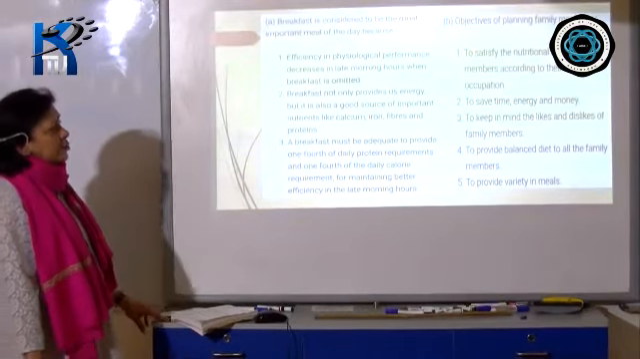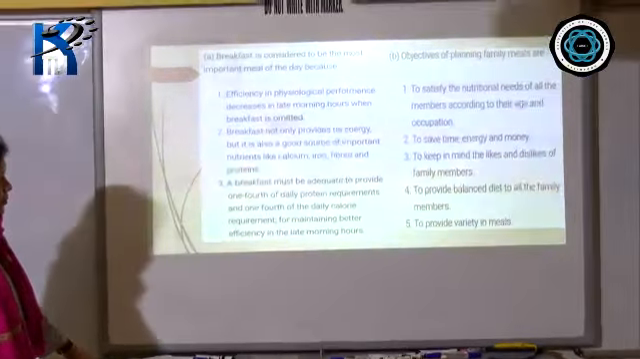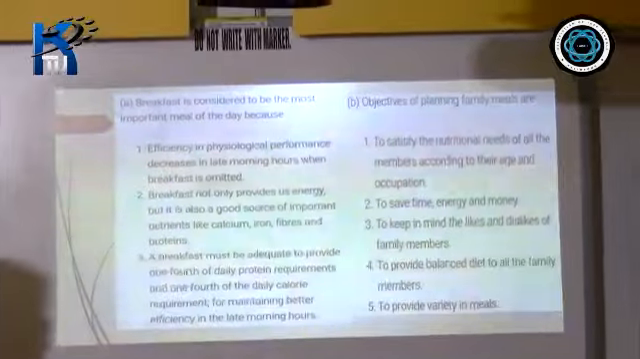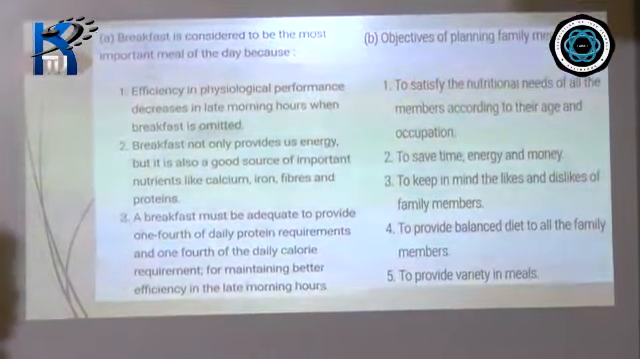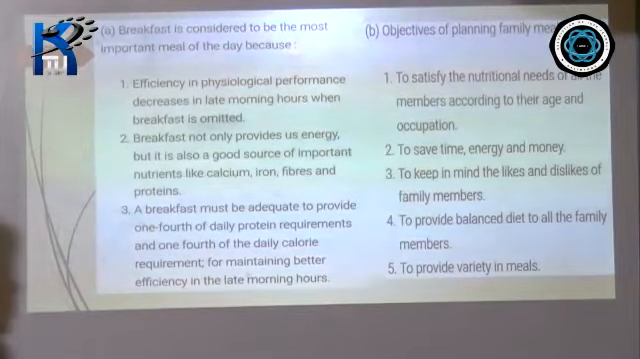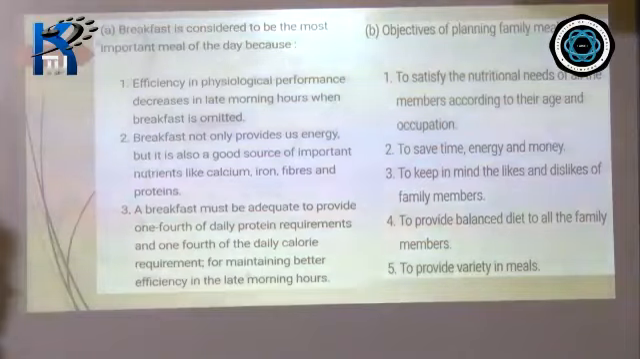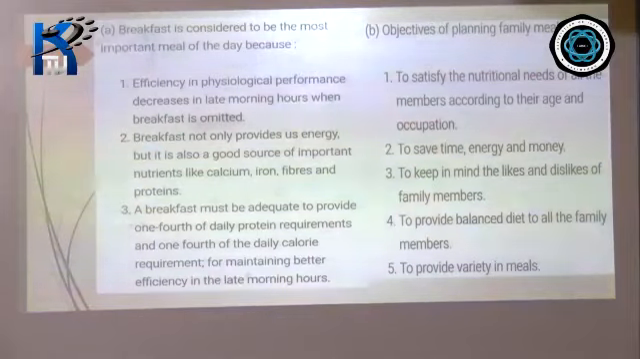Again for 5 marks, we have the second part of this question: what are the objectives of planning family meals? One of the most important parts is that it provides the nutritional needs of the family members. It should save time, energy and money while planning meals. We must keep in mind the likes and dislikes of the family members. It should be a balanced diet and there should be variety in the meals.